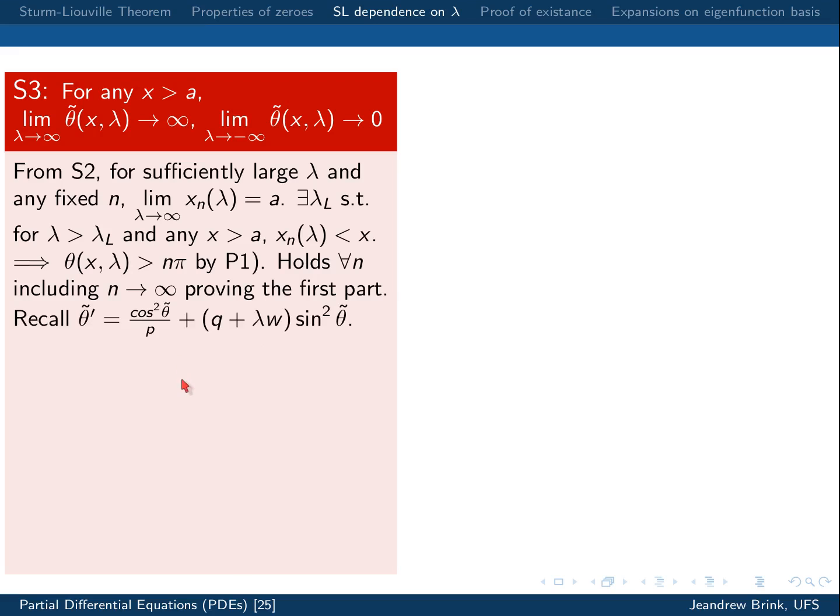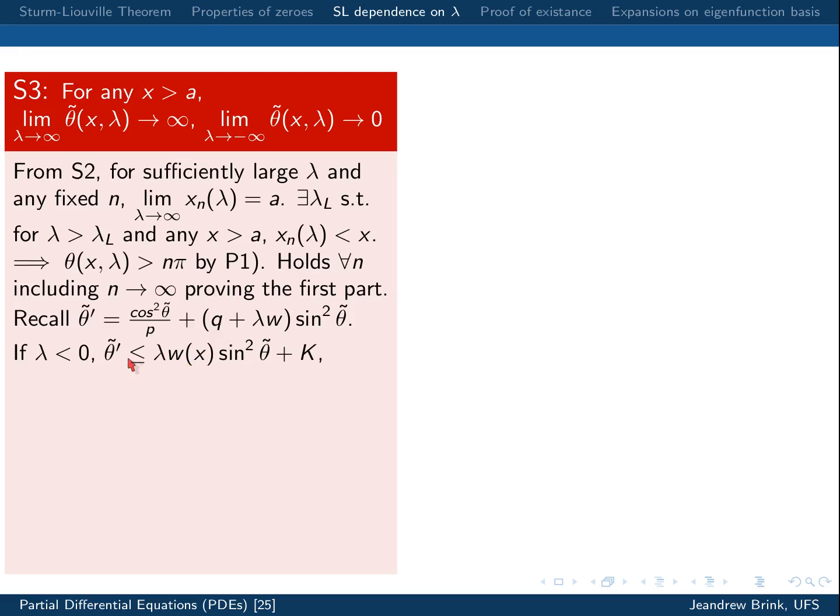Second part is a little bit more tricky. We want to show that if lambda goes to minus infinity, theta of x lambda goes to 0. And what we're going to do is use the Prüfer equation. The way we do that is simply to write it down for theta tilde. And we say if lambda is negative, we're going to put an upper limit on the gradient of theta at every single point in the domain. And the way we do that is simply to look at this part.